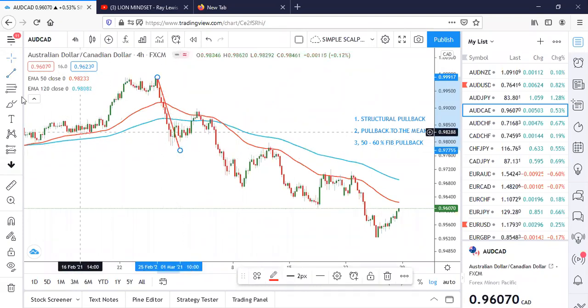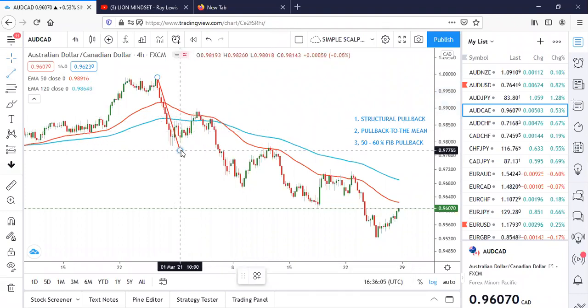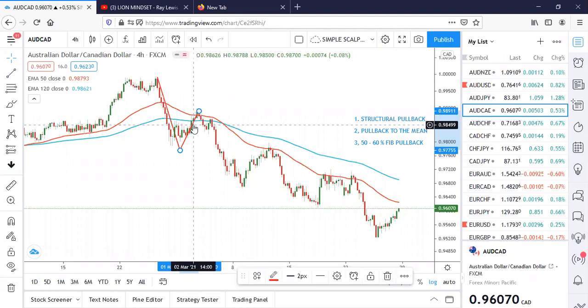Now, right after that, we can see another move. Price came back to touch the 120 and the 50 EMA. So this is known as the pullback. All right. Now, we cannot confirm that a downtrend is already in place.